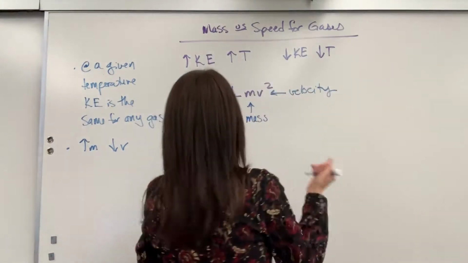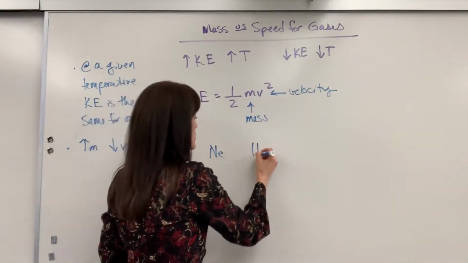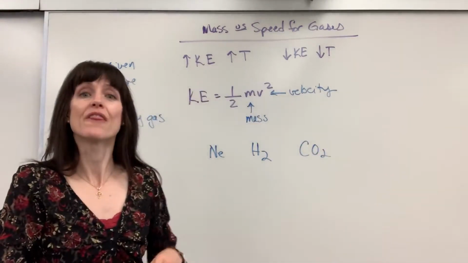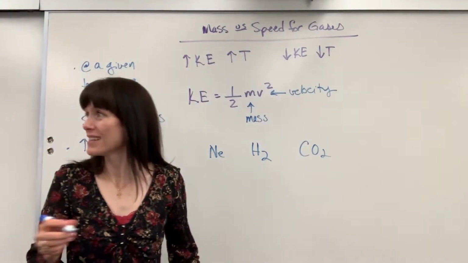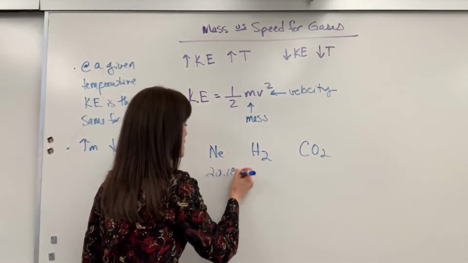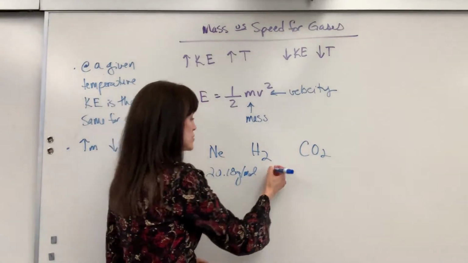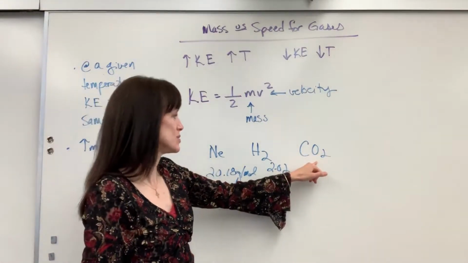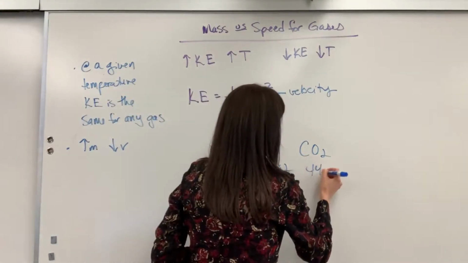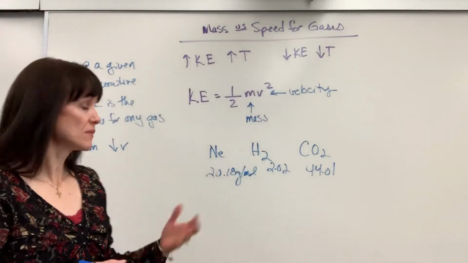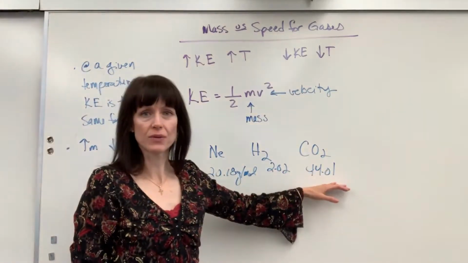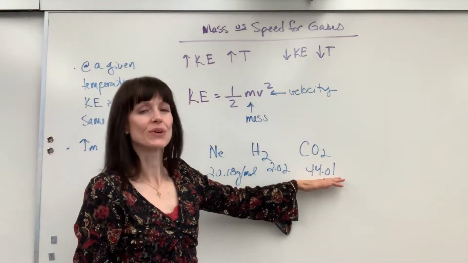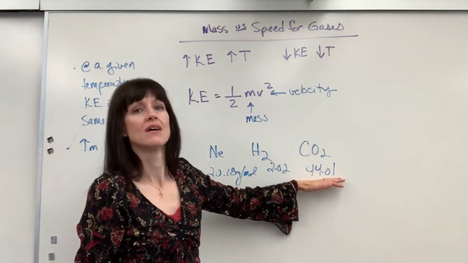So let me give you an example. Let's take our neon, hydrogen, the diatomic gas, and carbon dioxide. Let's look at their molar masses. Neon is 20.18 grams per mole. Hydrogen is 2.02, and carbon dioxide, 16 times 2 is 32, plus 12 is going to give us 44.01 grams per mole. Okay, the largest mass is definitely going to be the carbon dioxide. So that means the carbon dioxide, largest mass, is going to have the lowest velocity.